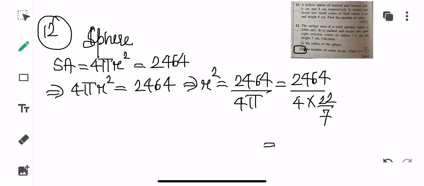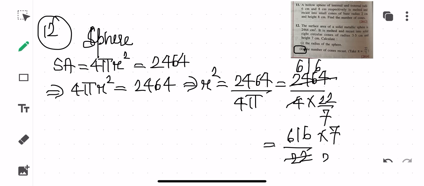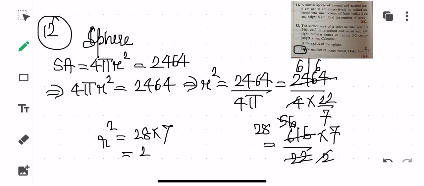So what happens now? If you divide this, how much are you getting? This is 6 and then 1 and then 6. So this is 616 divided by 22 into 7. So divided by 11, this is 2, divided by 11, this is 56. Okay, and then this is equal to 28. So r square is equal to 28 into 7. So how can you write this? This is equal to 2 into 2 into 7 into 7. So how much will r be equal to, children? r will be equal to 2 into 7, that is 14.